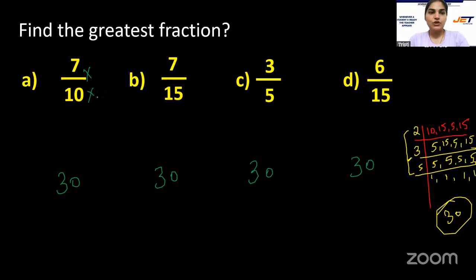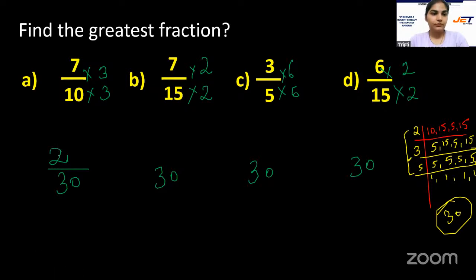So let's see with which number do I have to multiply. To make 30 for the first fraction, I need to multiply it by 3. 15 times 2 is 30. 5 times 6 is 30. 15 times 2 is 30. So let's see here. 7 times 3, 21. 7 times 2 is 14. 3 times 6 is 18. 6 times 2 is 12.